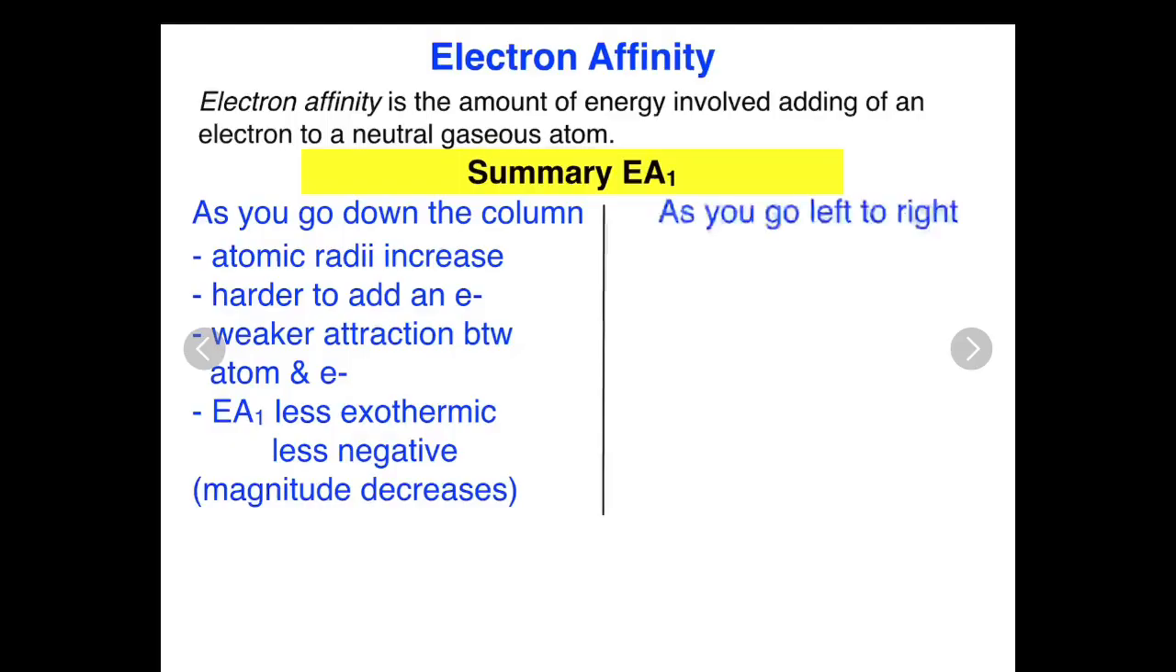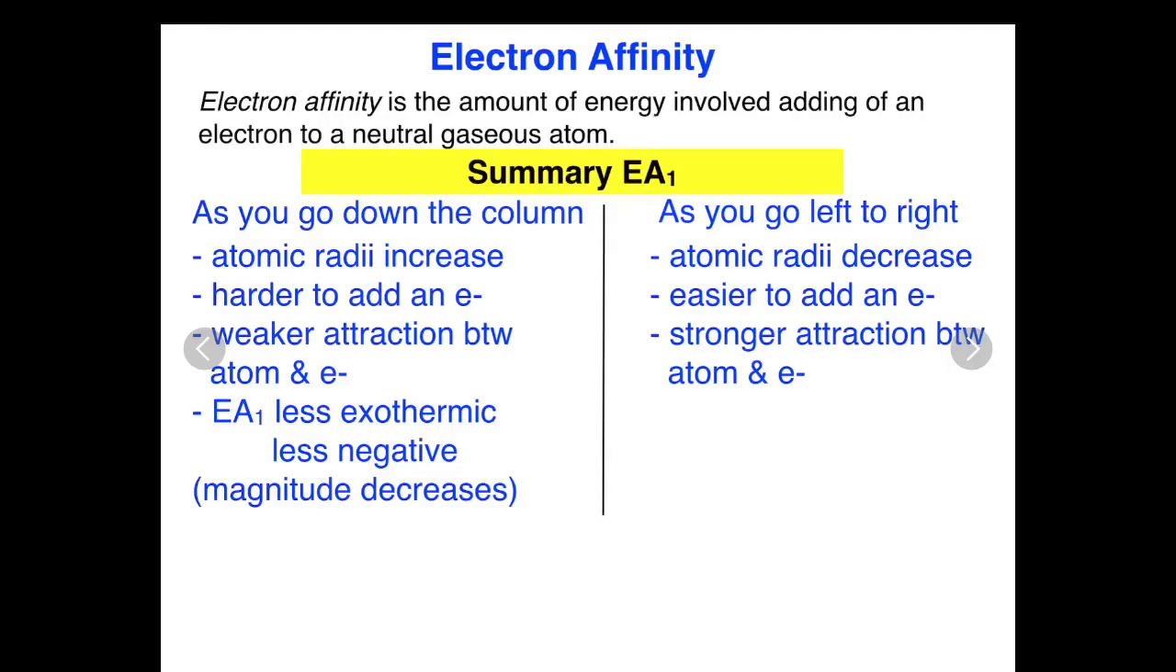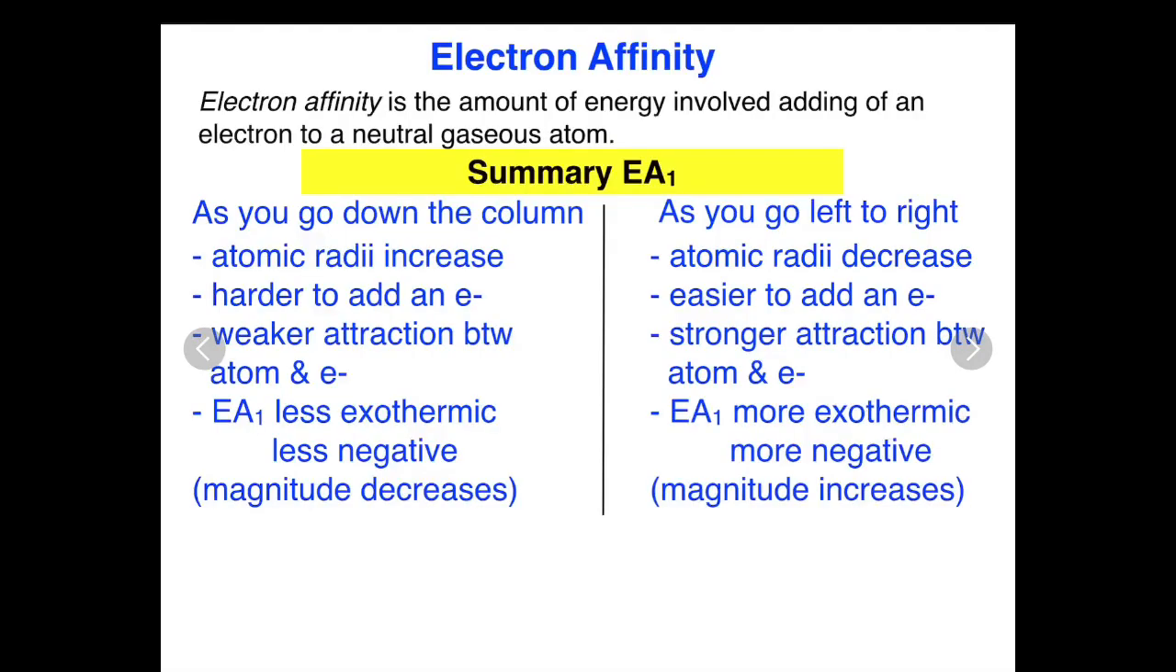Versus if you go from left to right across the periodic table, you are going to observe that the atomic radii decrease because you are increasing the effective nuclear charge. The size decreases. Therefore, as the size decreases, it's going to be easier to add an electron. And because it's easy to add an electron, it indicates that the interaction between the nucleus and the electron is strong. So in this case, the electron affinity would be more exothermic, or more negative. The magnitude will increase.